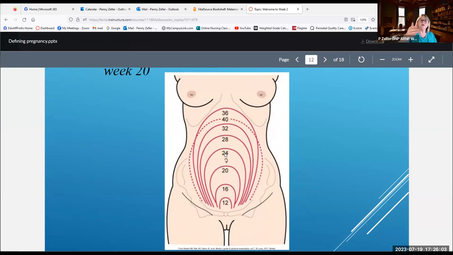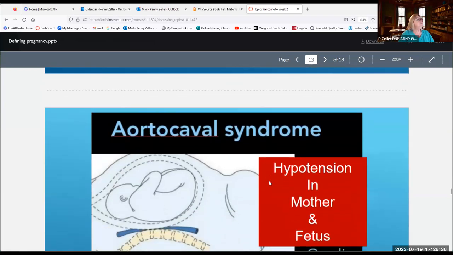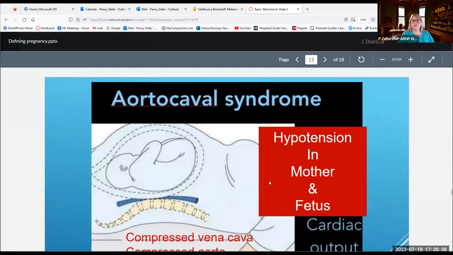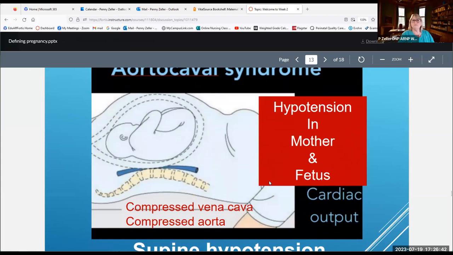Once it reaches that 20th week and we're above it, how many centimeters above the umbilicus you are measuring the fundus will correlate with the gestational weeks. So if I measure my fundus at 24 centimeters, that means she's 24 weeks pregnant, approximately, okay? If your client smokes or has nicotine in their system, it might be smaller. Or if she uses substances or she's an adolescent, it might be smaller. We talked about the aortocaval syndrome, supine hypotension. And here's just another picture of that.